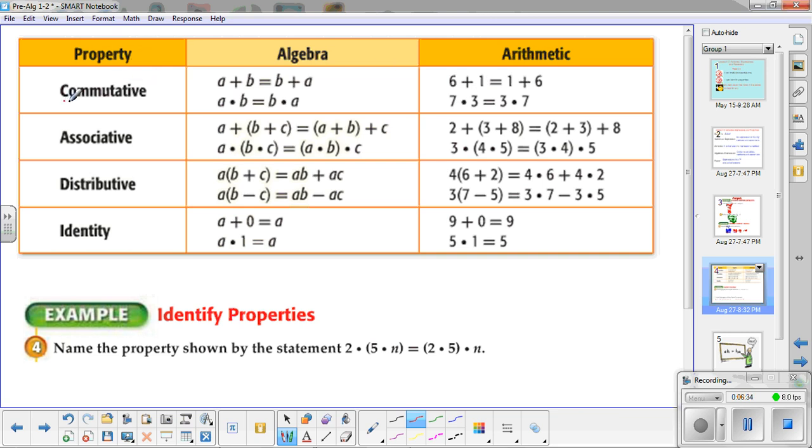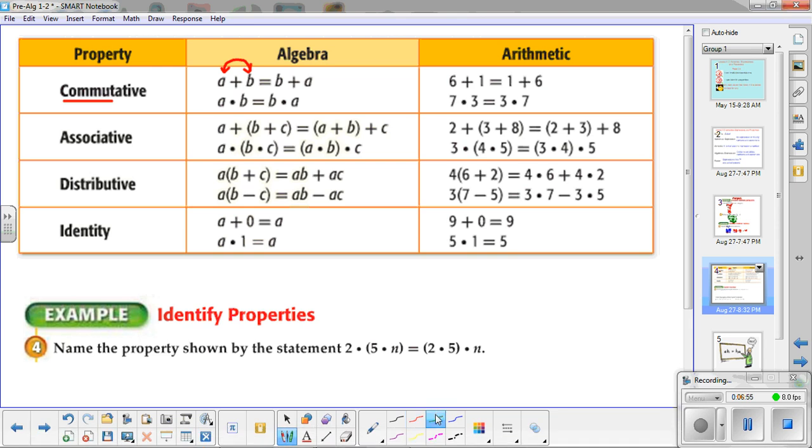I remember it because I think of the word commute, and when someone commutes, they drive maybe from home to work or from work to school. They're moving from one place to another, and the A and the B switch places, or commute, or move from place to place.